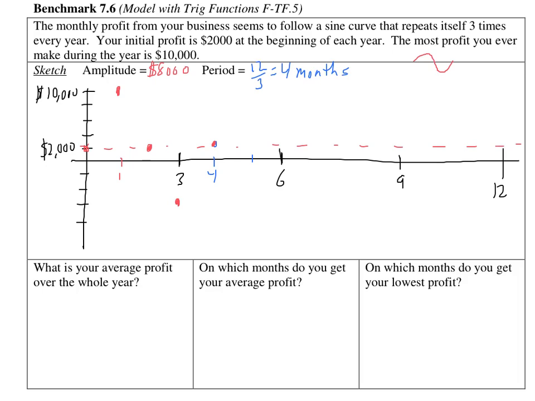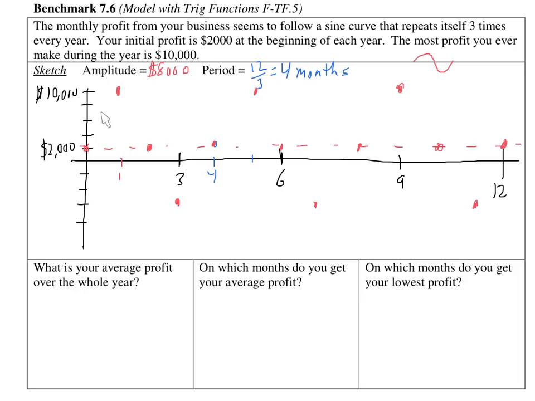Yeah. So right here, we want to go back up 8,000. Then back down 8,000 to the midline. All right, then down 8,000 again. And back up. Up 8,000. Back down. Do not connect the dots.